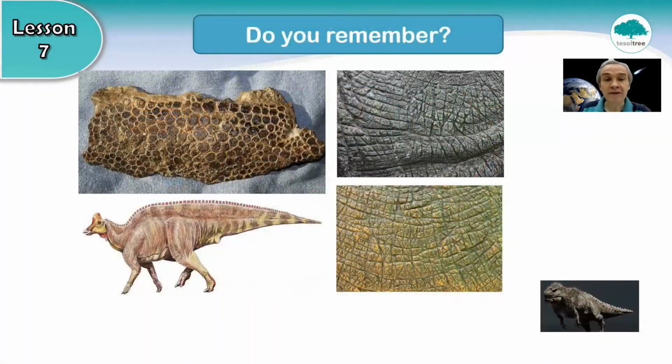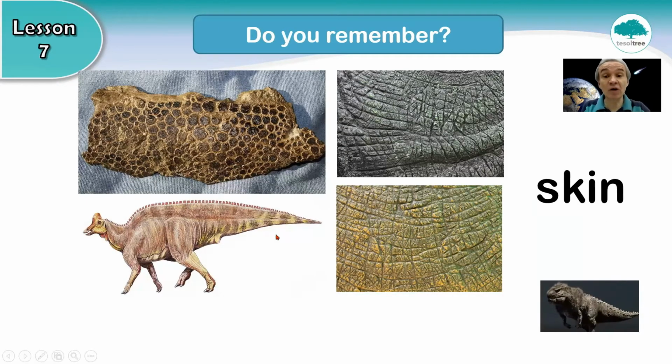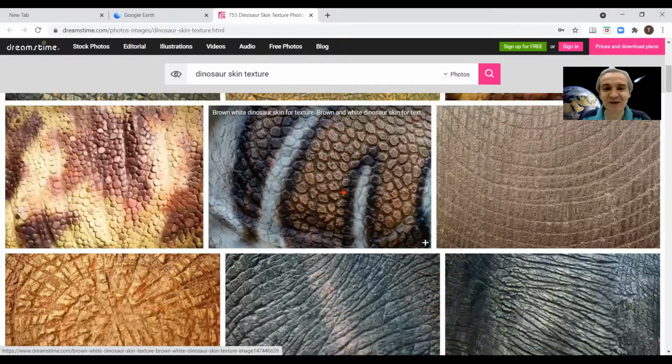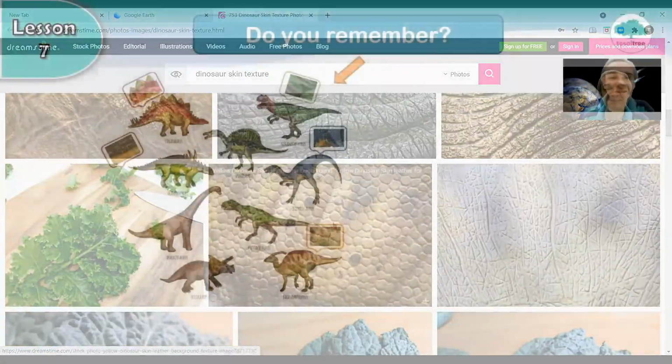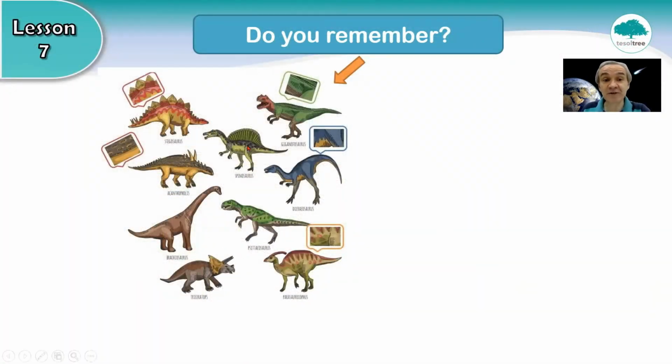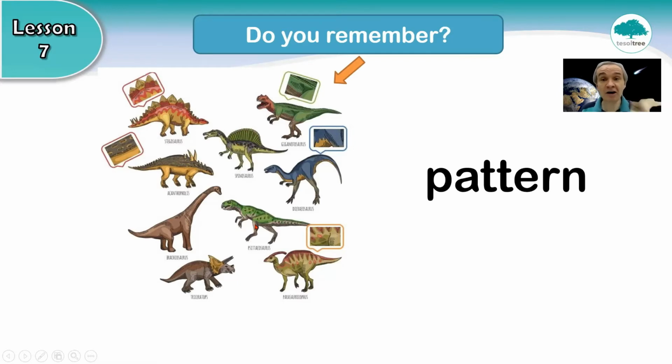Now, do you remember? This is what is on the outside of dinosaurs. It is their skin, the skin of the dinosaur. As you can see, here are some different examples of their skin, and here are some more patterns of the dinosaur skin. There are lots of different patterns. You can see some are in lines, some are spots, and some are striped, different patterns.